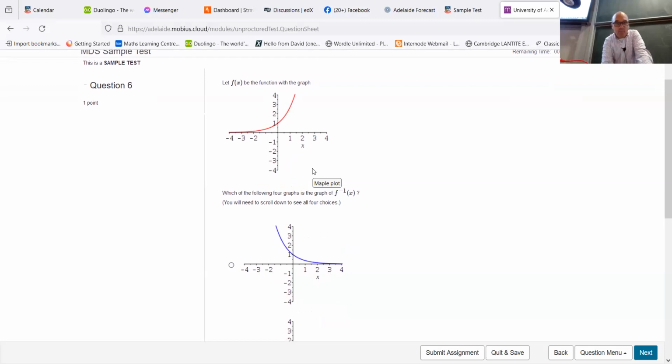All right. So I am not looking at that, am I? No, I am. Beautiful. So let f of x be the function with the graph shown. Which of the following? So again, graphically, what do we know about the inverse of the function? Sweet. It's like the reflection along y is equal to x. So what I'm going to do is try and copy the graph down as close as I can manage.